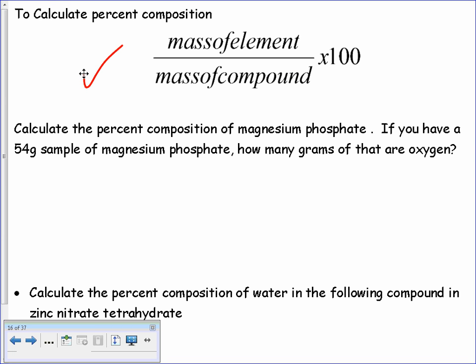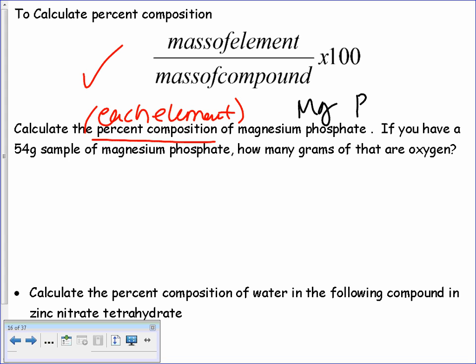So I want you to calculate percent composition. And when I say percent composition, I mean the percent composition of every element in magnesium phosphate. So what is magnesium phosphate, by the way? Mg. I hear PO4, I'm cool with that, but what's in between? Mg3(PO4)2, because magnesium is a 2+ charge, crisscross it down. Phosphate is a 3- charge, crisscross it down.